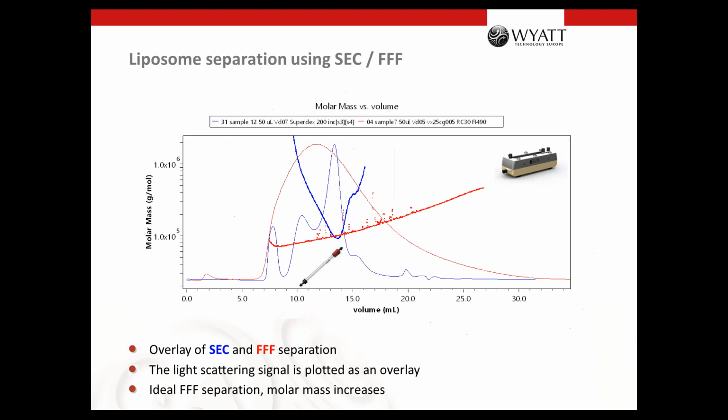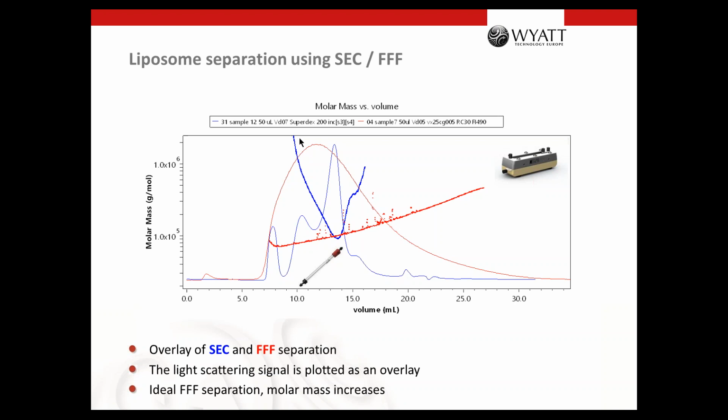And then we used a similar sample in FFF. For this sample, you see that we have a very nice separation of the molar mass between roughly 80,000 up to a little bit less than 1 million. And that is much less than in SEC.